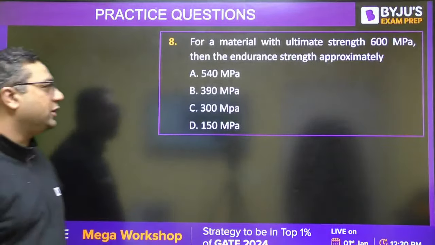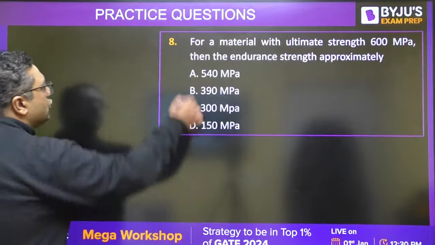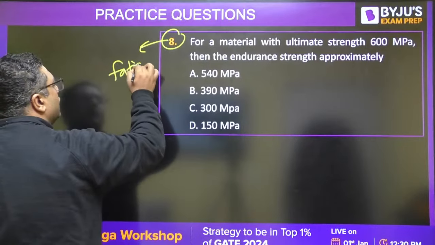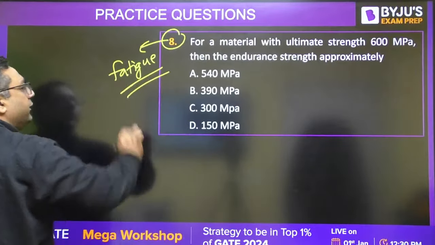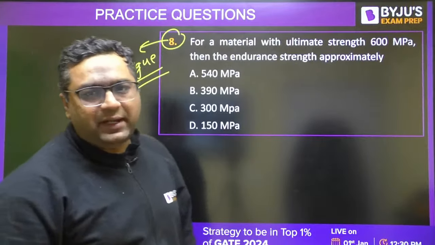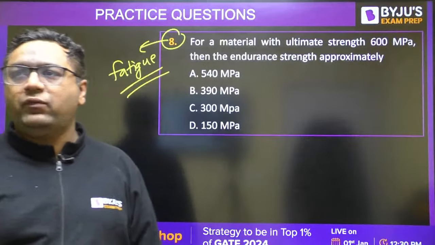Moving to the next question. This is also a very easy question from fatigue loading. I have taken care of every type of question in fatigue loading. So what would be the endurance strength if the ultimate strength is 600 MPa? If that kind of thing is coming, how will you take care of it?